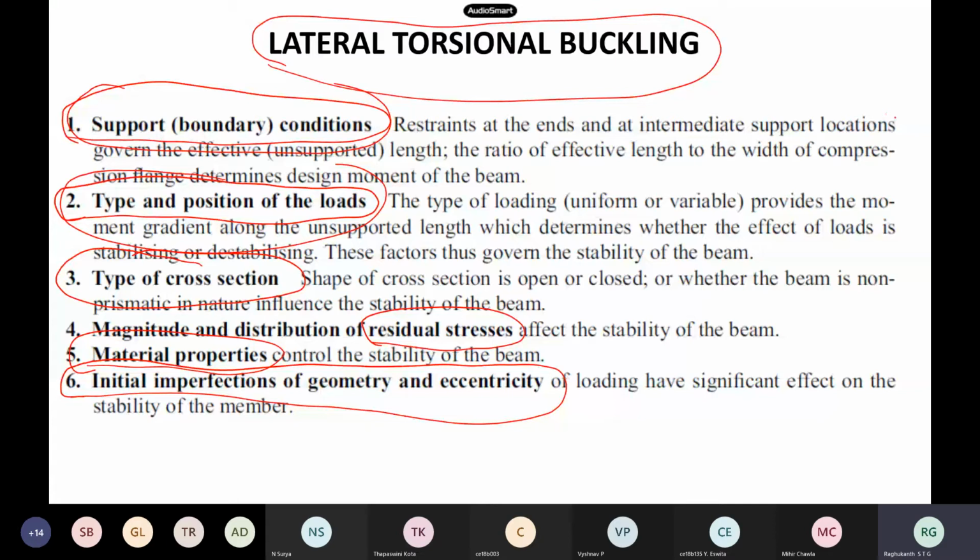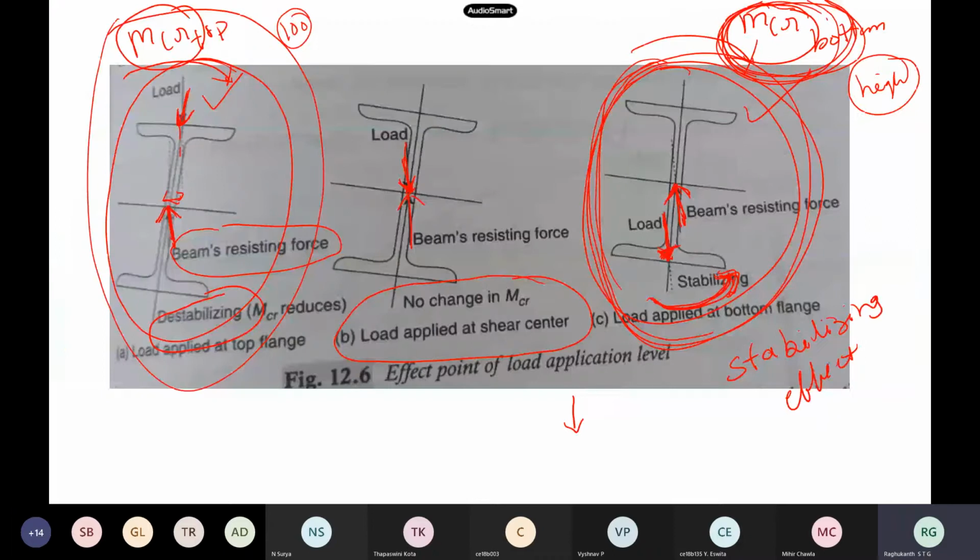So this LTB depends on many conditions, as I also told you last class. One is the support condition, then the type and position of the load. This is the most important figure. Which is unstable? We already told you that. Now you can apply the load on the top of the flange, or at the shear center, or even at the bottom. Which is more stable, which is more safe? A, B or C?